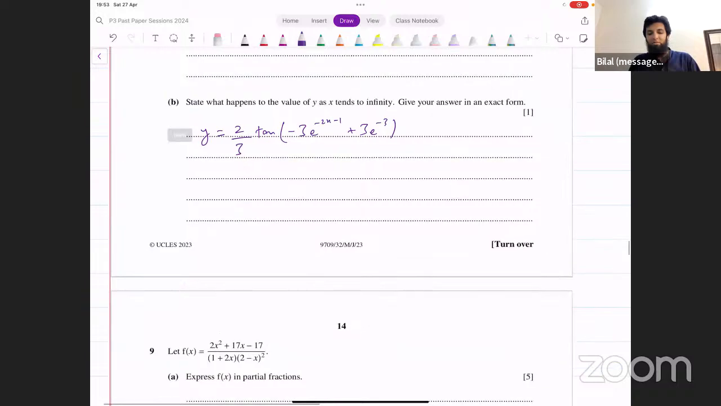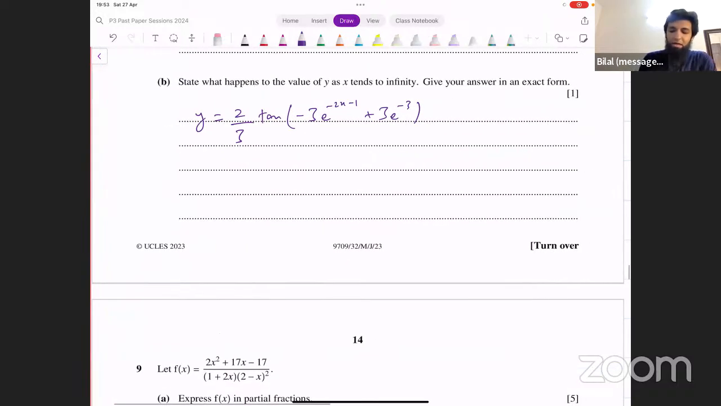Okay, that was y in terms of x. Now, what happens when x tends to infinity? When x goes towards infinity, what happens to y? Now, one way to do problems like these is using a calculator, where you input a large value for x, for example 10 raised to power 10, something very large. However, the problem here is they want an exact answer. You can't get an exact answer using calculators like that.